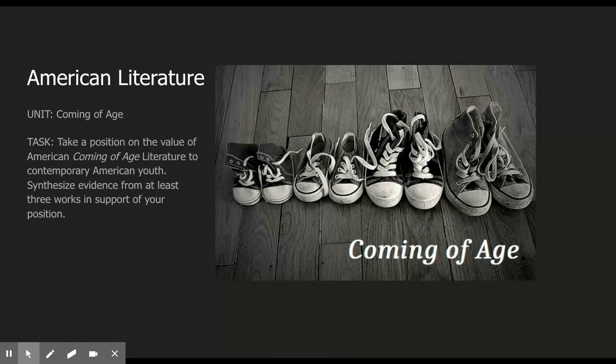So we'll take the hypothetical case of a coming of age unit in an American Lit course. All right. And here is our hypothetical task. This is typical of what many synthesis prompts look like. Take a position on the value of American coming of age literature to contemporary American youth. That's a complex question. And then, of course, we have to synthesize evidence from any number of works. In this case, let's just say 3 in support of our position.